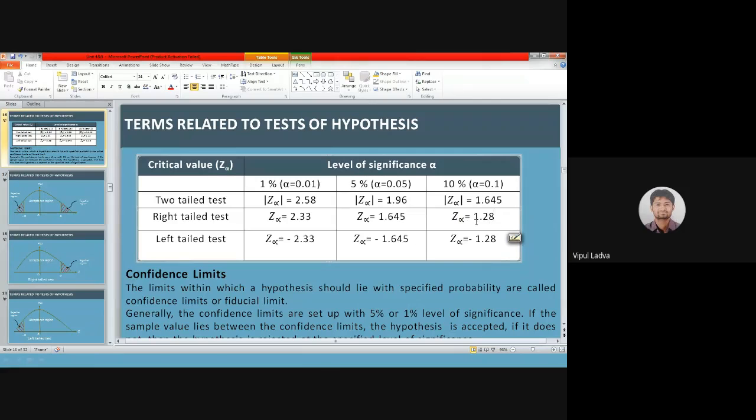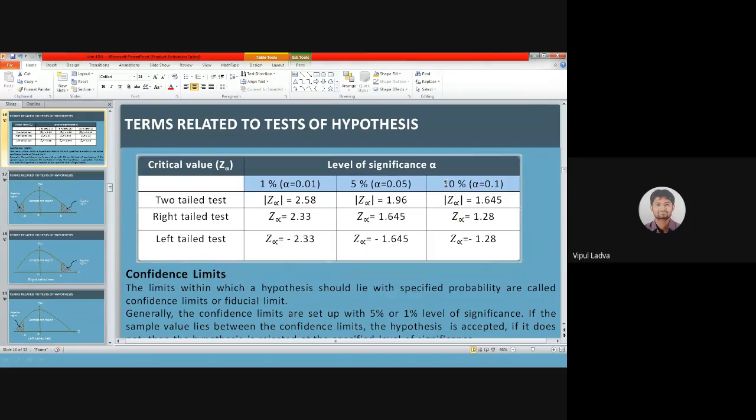ये मैंने क्यों सिखाया आपको? Why I'm explaining this instead of giving you this table? ये table देने के अलावा मैं क्यों explain कर रहा हूँ? Because this is not... It's totally okay. In the example, we are just gonna deal with these 3 levels of significance: 1%, 5%, 10%.